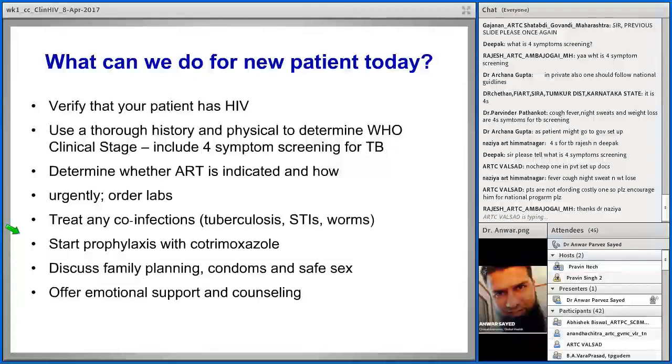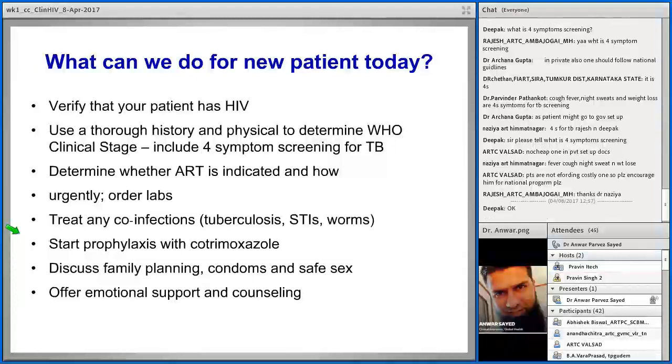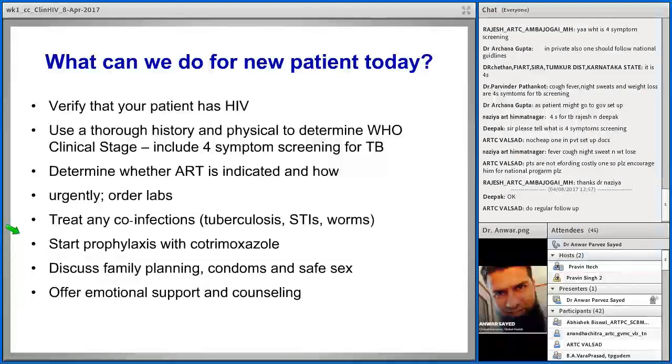So in the first visit, ask what is HIV, tell them what is CD4, and third thing is tell them what is ART. If you introduce these three words to the new patients, it will help you and the patients in the long run. Use a thorough history and physical examination to determine WHO clinical stage. Include stage 4 symptom screening, 4 symptom screening for TB.